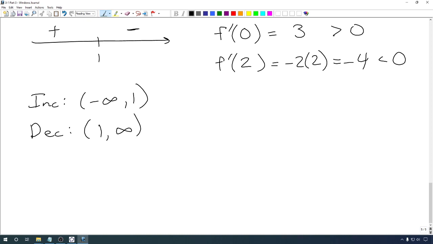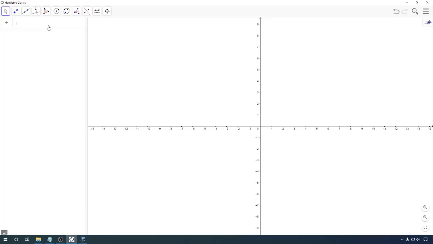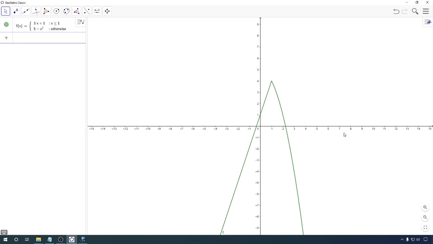And we can go ahead and actually graph this function. Now, actually graphing this function in GeoGebra is a little tricky. We have to use that if function. So we're going to say if x is less than or equal to 1, we follow the formula of 3x plus 1. If not, we are following the formula 5 minus x squared. And we get this graph right here.